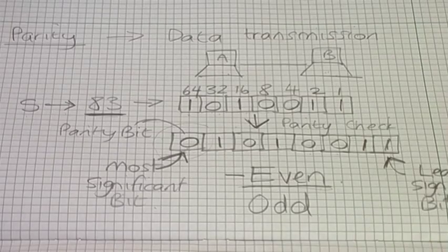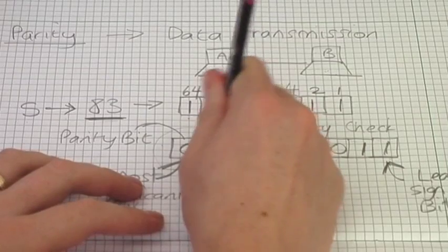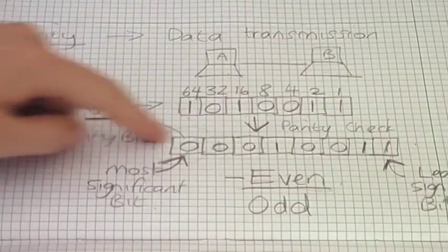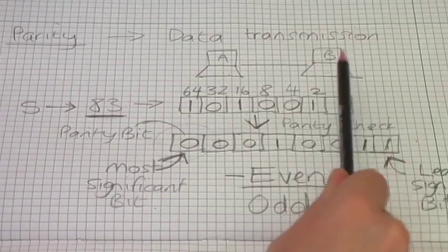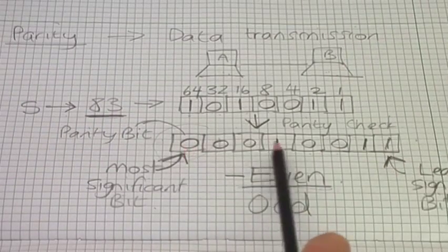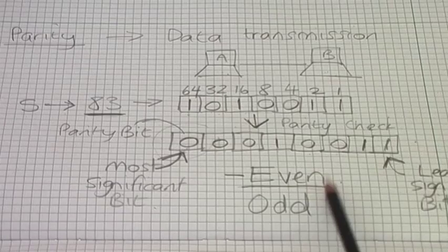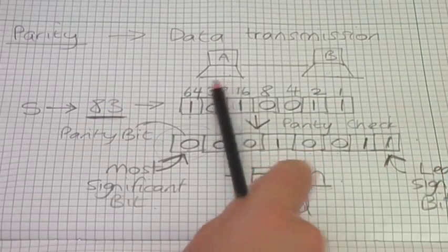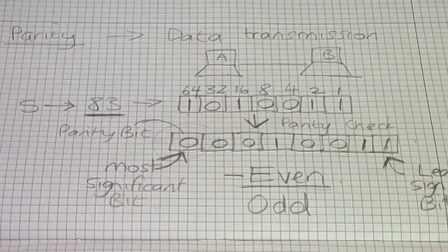I'll just show you what would have happened if it was received wrongly. If there was a mistake, and this was the byte of data received by computer B rather than sent by computer A, then computer B checks the number of bits. 1, 2, 3. Well, that's an odd number of bits, but we're using even parity, so there must have been a mistake. Computer B is going to send a message to computer A and say, can you resend that byte of data? Hopefully that makes sense.